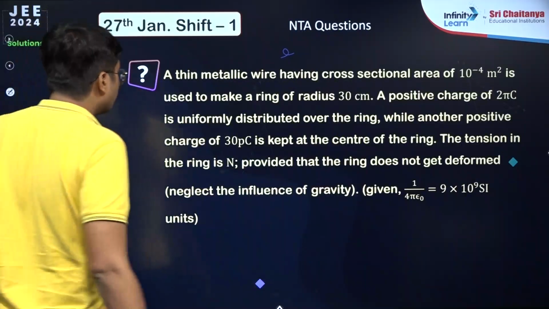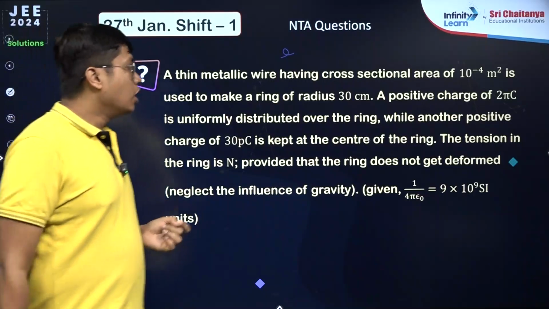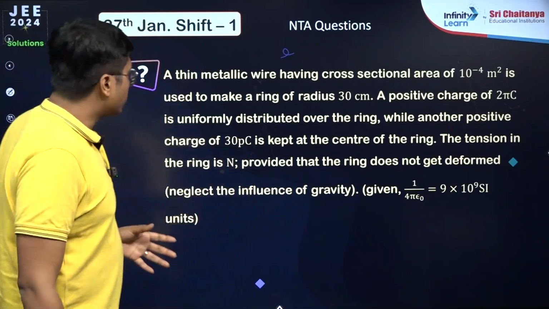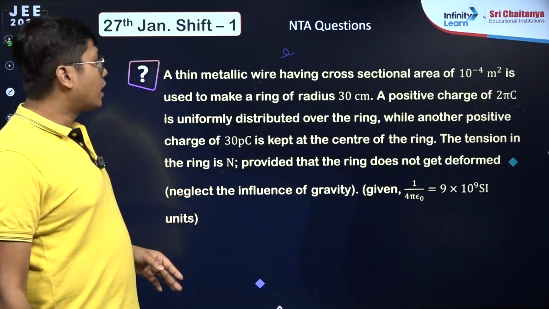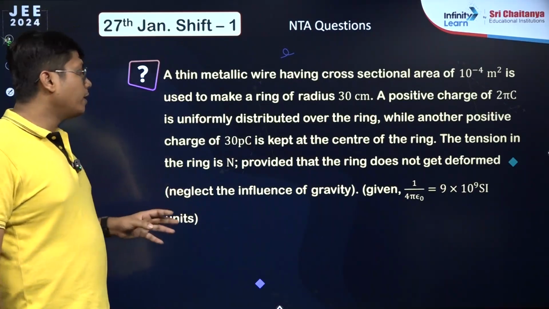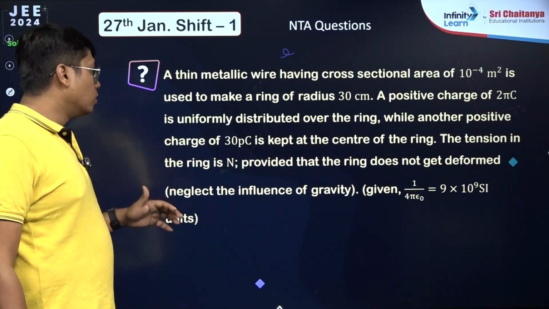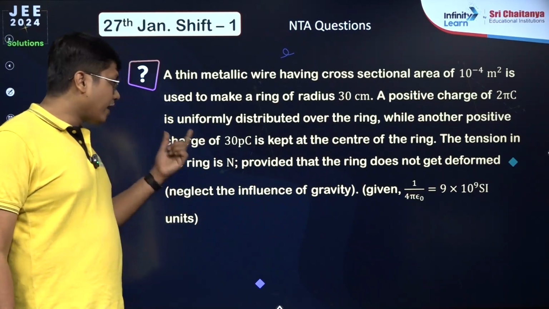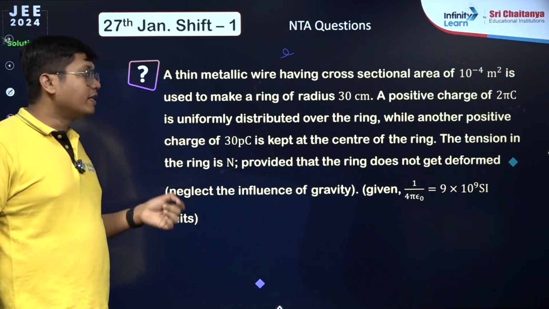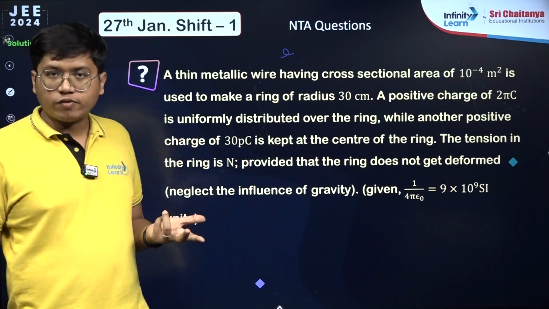Next one we go for says a thin metallic wire having a cross-sectional area of 10 to the power minus 4 meters square is used to make a ring of radius 30 centimeter. A positive charge of 2 pi coulomb is uniformly distributed over the ring, while another positive charge of 30 picocoulomb is kept at the center of the ring. Tension in the ring is N, provided that the ring does not get deformed. What is the tension? They are looking for the tension over there.